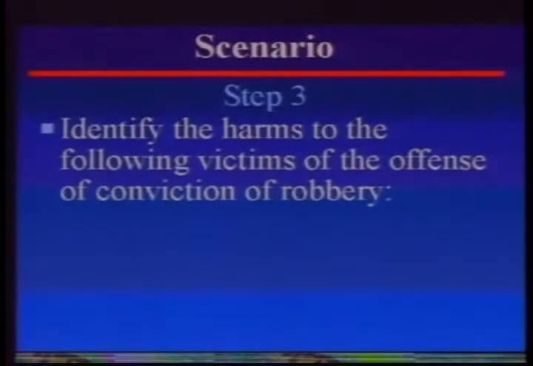Rusty, how about taking us through our bank robbery scenario now, giving us a big clue in the intervening causes issue. Maybe it'll help out applying this step. Be glad to do it. Let's look at step 3 and how we apply that. Identify the harms to the following victims of the offense of conviction of robbery. The bank. Okay, again, going back to push to talk, if y'all will give us your insights. What do you think the harms were to the bank here in this case?